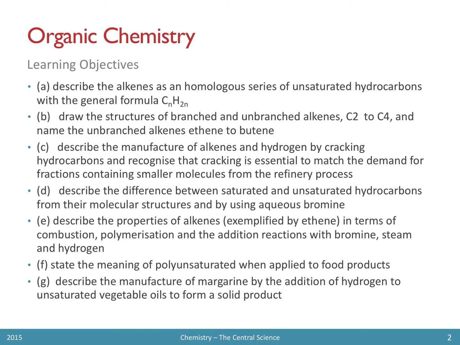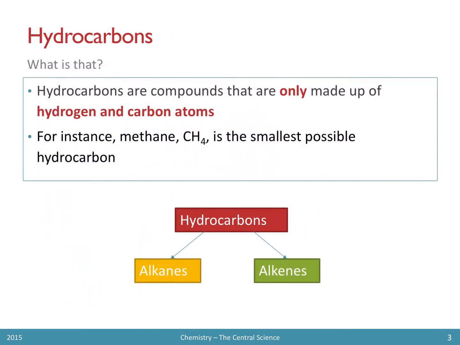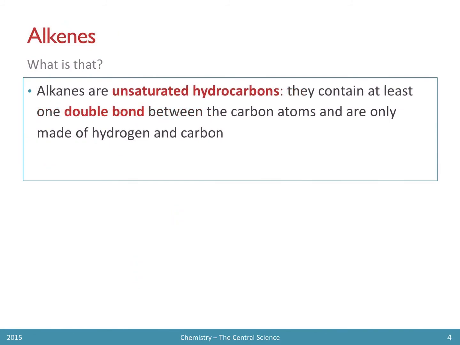Okay, so this is about alkenes. Just a short recall that hydrocarbons are made of hydrogen and carbon atoms only. We've covered alkanes, so today we'll talk about alkenes. Oh, sorry, this one should be alkenes. Alkenes are unsaturated hydrocarbons, which means that they contain at least one double bond between the carbon atoms and are only made of hydrogen and carbon.